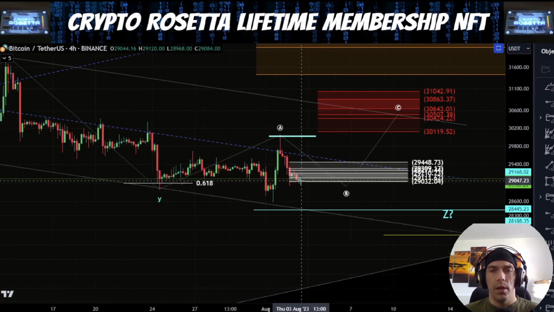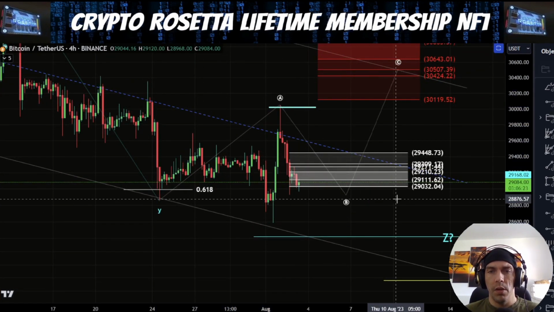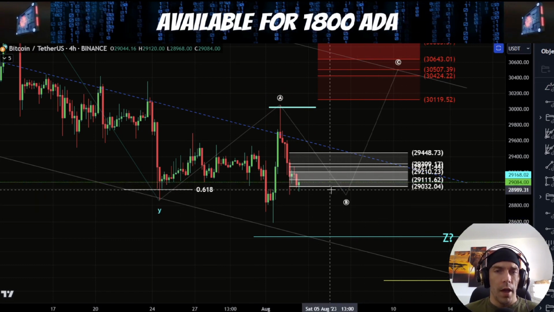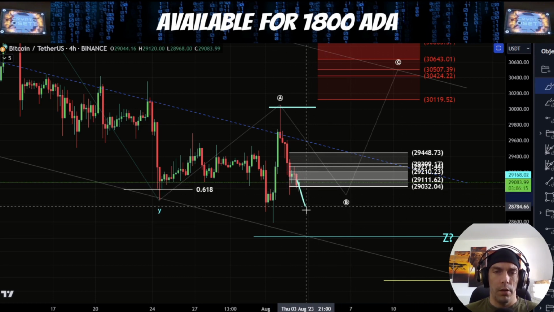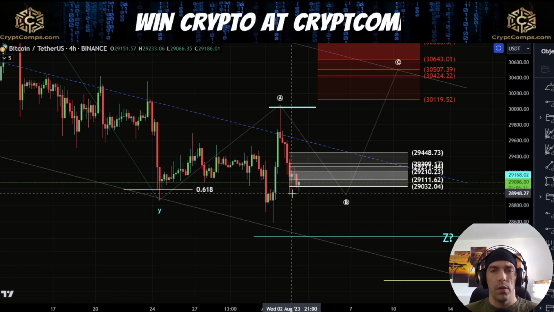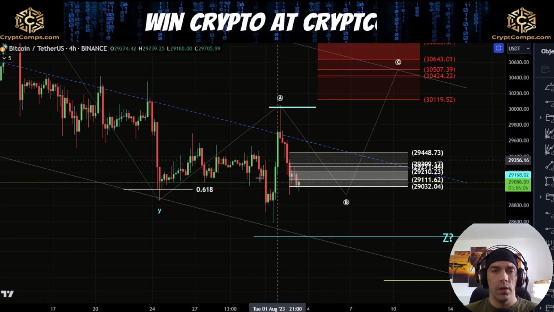Now, if we are looking at this case and we're saying that this is a flat correction here and we're looking for our B wave, we have already come down towards this 0.854, and we are currently holding this level as support. If we start to break down too deep here, then it becomes more likely that this move is potentially going to be looking for this Z wave to the downside.